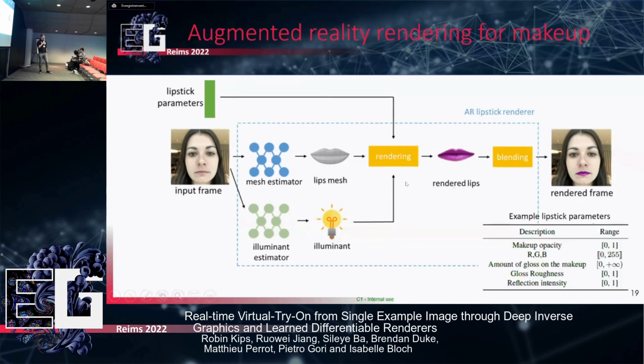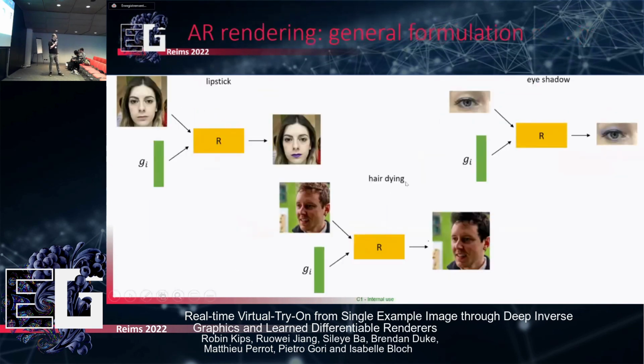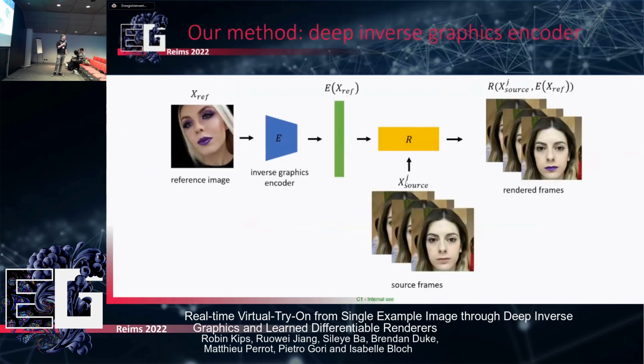But in fact, we consider the renderer R as a black box. You don't know what's happening inside. You are just given a renderer that you can give a graphic code and it will generate the image for you. What you want is to be able to train a system that will generate it. You don't want an expert doing manual parameterization of the system. You want a system that can learn by itself, extract the lipstick and apply it to another person. Okay, one more question there, please.